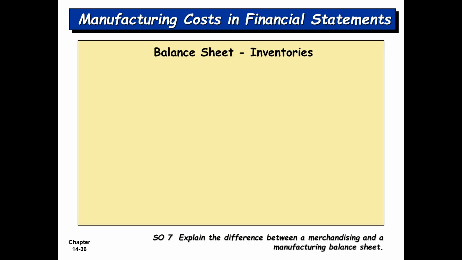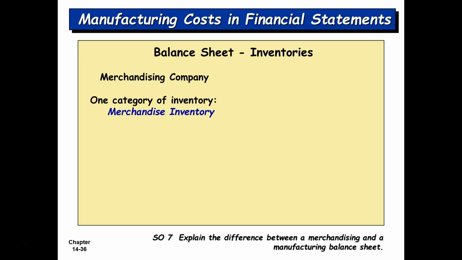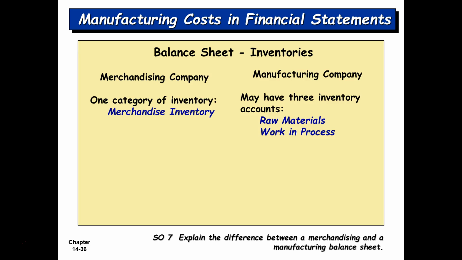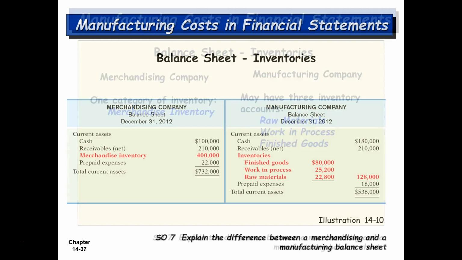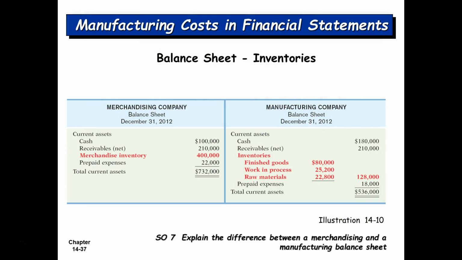We then go to slide 36, and we compare. So on a balance sheet for merchandising companies, we would see the typical merchandise inventory. And we've seen that before. In a manufacturing company, we may have 3 individual accounts. We may have inventory, and then right underneath that have a subsection for raw materials, work in process, and finished goods, as shown on slide 37.